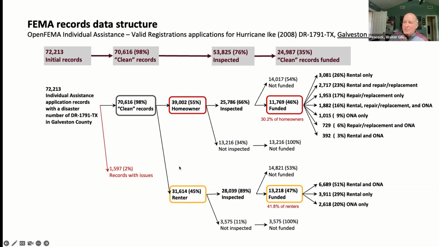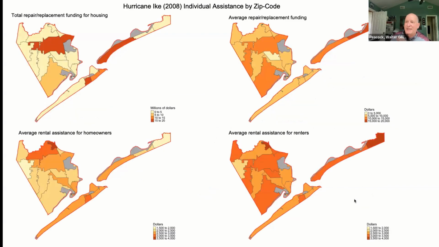Those are split into homeowners and renters. These are the numbers inspected. If they're not inspected, you are not getting funding. There are then determinations about the eligibility, and this tells you the number of homeowners that were funded and what they were funded for, as well as for renters and what they were funded for. So it kind of gives you an overall breakdown of each phase of that process.